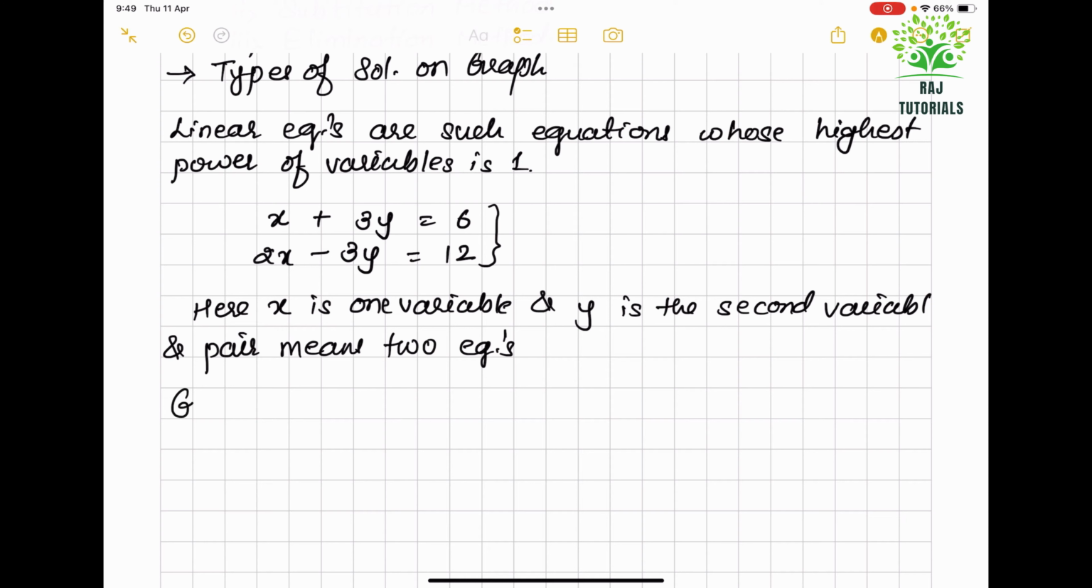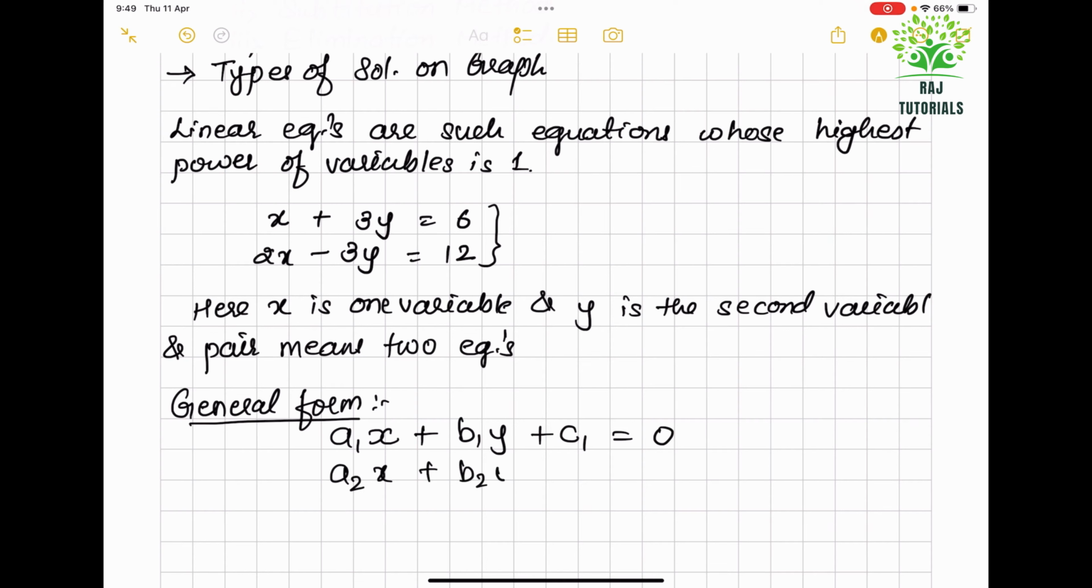Now let us see the general form. They say two equations will be there. So a1x plus b1y plus c1 equal to 0. And the second equation will have a2x plus b2y plus c2 equal to 0. That means in the first equation the variables x and y will have coefficients a1, b1 and the constant will be c1. Whereas for the second equation the coefficient of x will be a2, the coefficient of y will be b2 and the constant term will be c2.